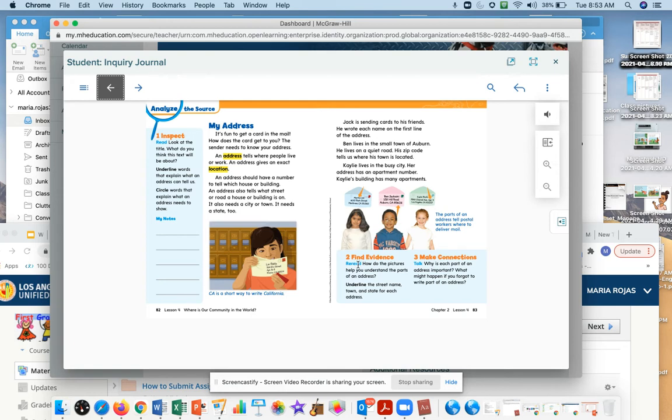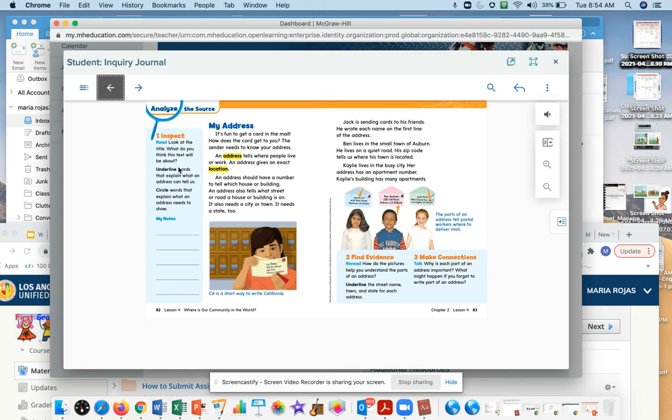So we're going to reread. How do pictures help us understand parts of our address? We're going to look at these pictures to help us understand parts of our address. Okay, so here we're looking at our evidence, what we have in front of us. Okay, and then we're going to make a connection. Why is each part of an address important? What might happen if you forget to write part of an address?